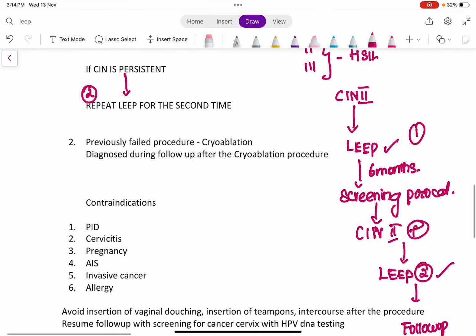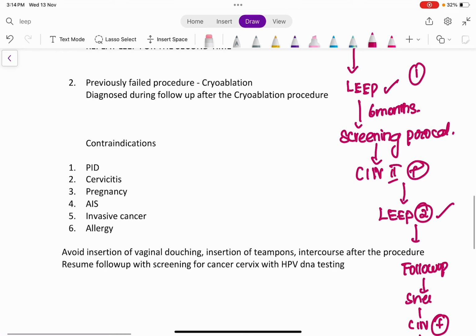Is that clear? Okay. The second indication is this: while we were discussing cryoablation, I told you that, let's say for example, a patient of cervical intraepithelial neoplasia type 1 came to you.